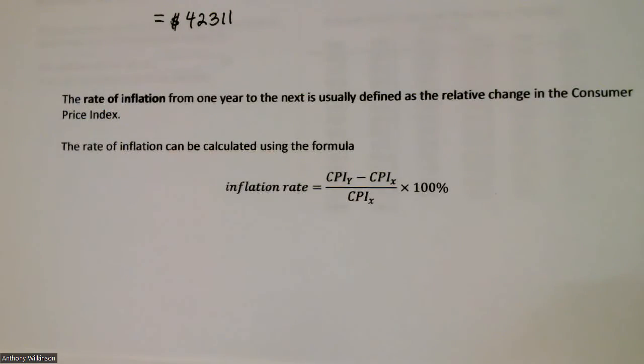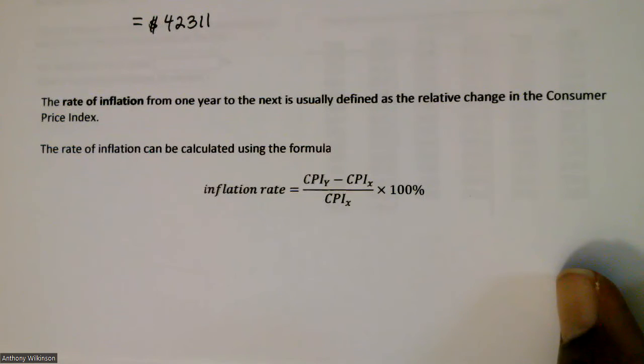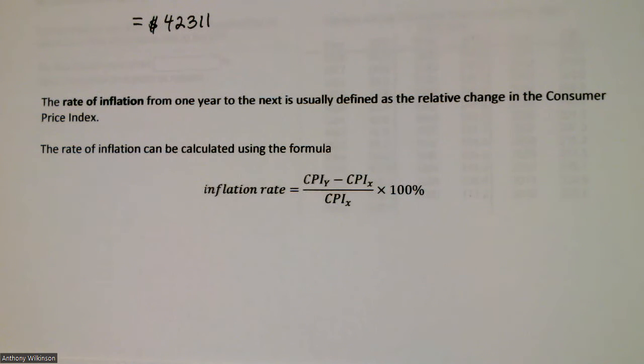But let me go ahead and discuss what the rate of inflation is from one year to the next. That's usually defined as the relative change in the consumer price index. So here the rate of inflation can be calculated by using this formula. The inflation rate would be the consumer price index for Y minus the consumer price index for X, divided by the consumer price index for X, times 100. X and Y are going to be years.